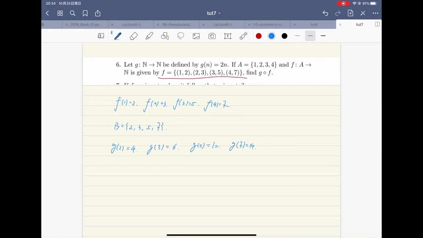So then we got g composite f(x) equals 4 ordered pairs, because we have 4, 6, 10, 14 here. It's g(x), and we have the x here, 1, 2, 3, 4. Then the 4 ordered pairs should be (1, 4), (2, 6), (3, 10), and (4, 14). That's the g composite f.